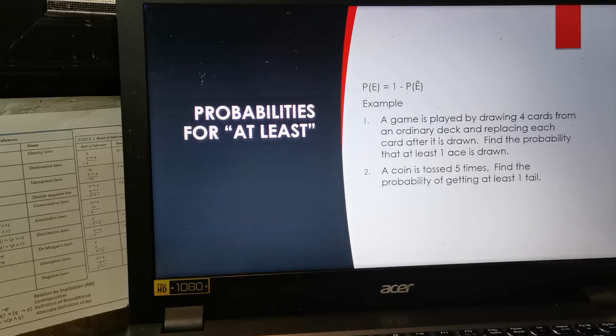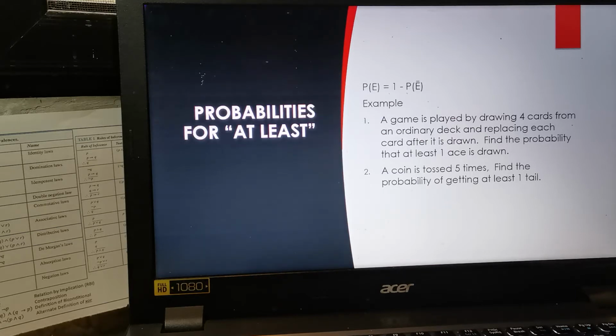Kapag sinabing at least, ang kukunin mong halimbawa at least 2, among 10, at least 2. So, mula 2 hanggang 10 ang kukunin mong probability. And kapag magko-compute ka ng 2 up to 10 na probability, parang ang hirap-hirap. Kaya gagamitin natin yung probability for at least para sa ganun mas hindi siya complicated.